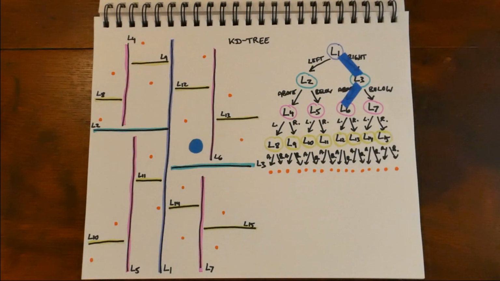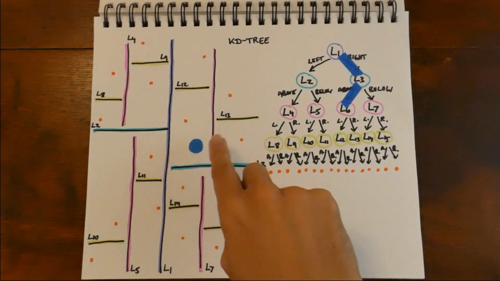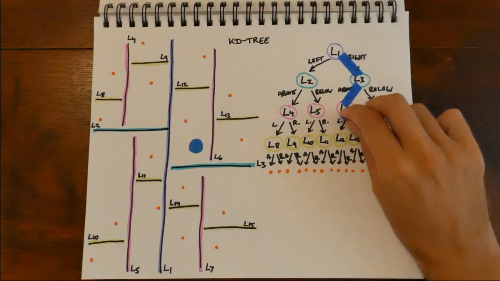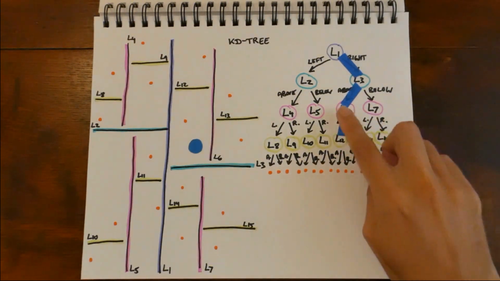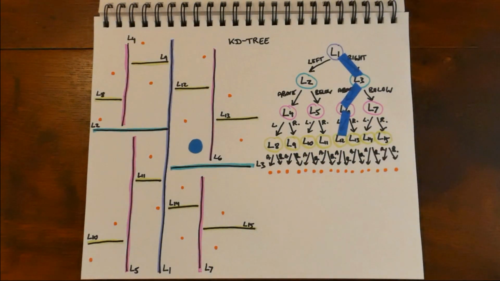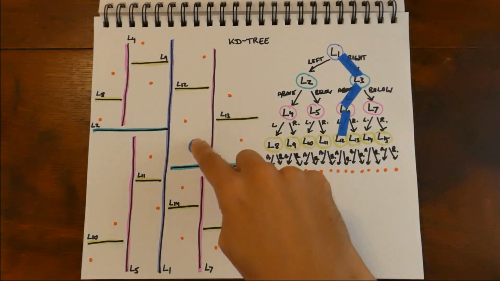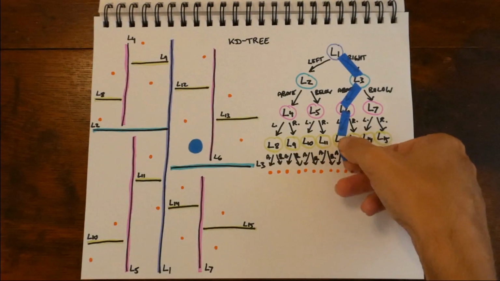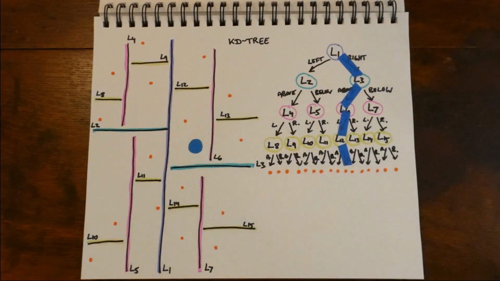Then the next question is, am I left or right of L6? Well, the point is left of L6, so I go to the left in this tree. And the next question is, am I above or below L12? Well, the point is below L12, so I go to the below path in the tree.